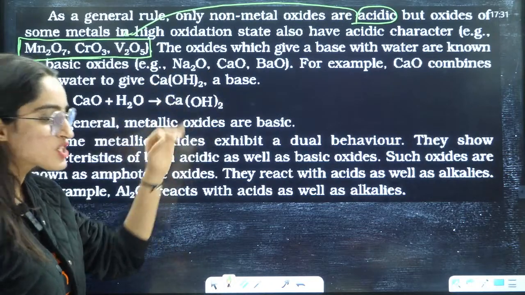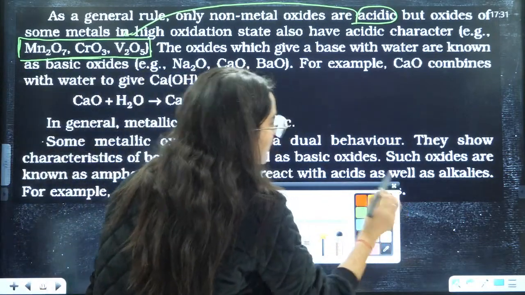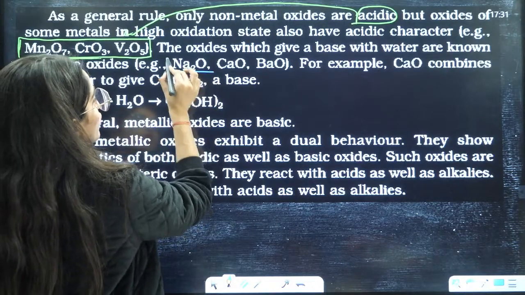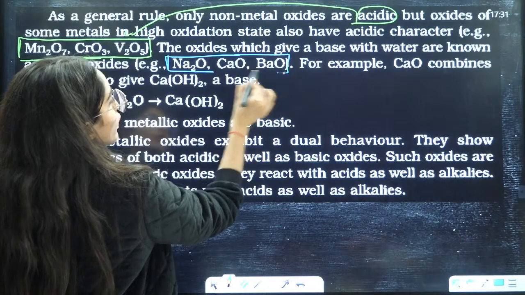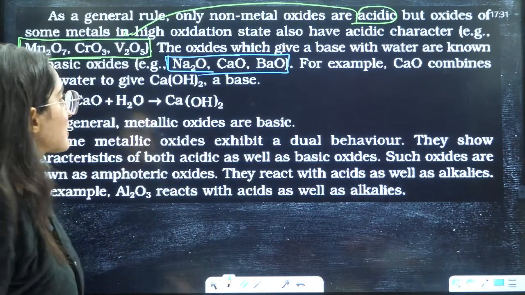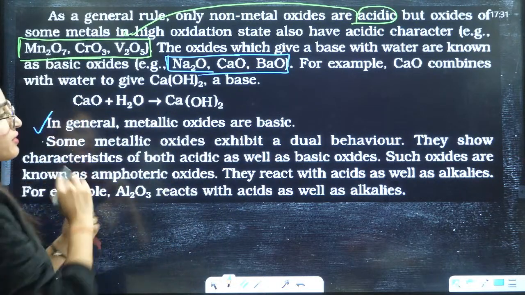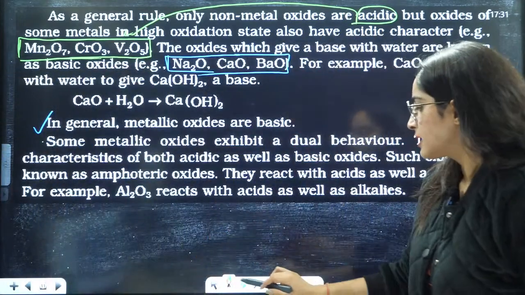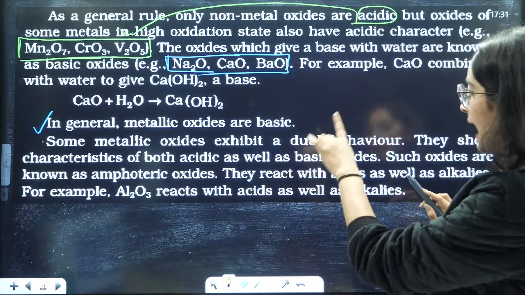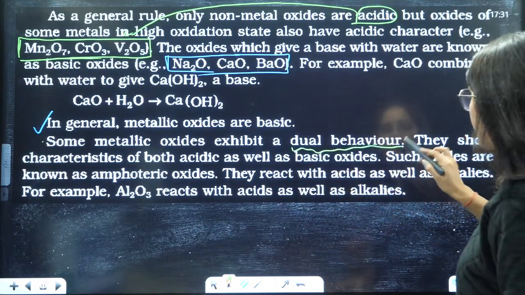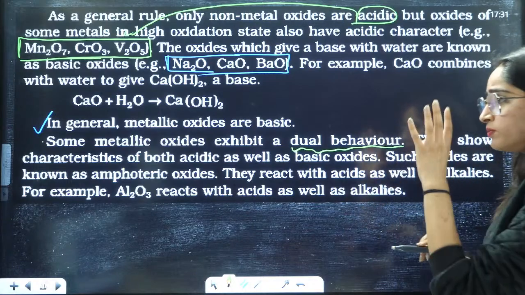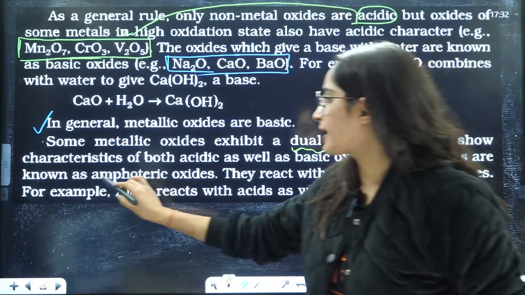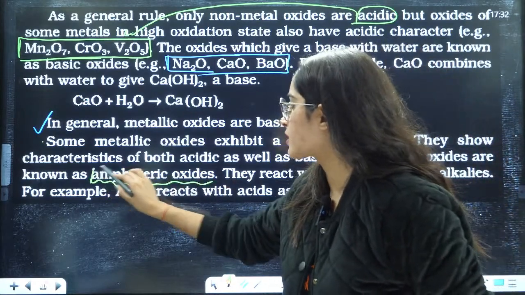The oxides which give a base are called the basic oxides, right? So what are the basic oxides? Na2O, CaO, BaO. These are the basic oxides, right? So now next is, in general, metallic oxides are basic in nature, right? But some metallic oxides exhibit dual behavior, that is amphoteric. They show characteristics of both acidic and basic. They are called amphoteric oxides.